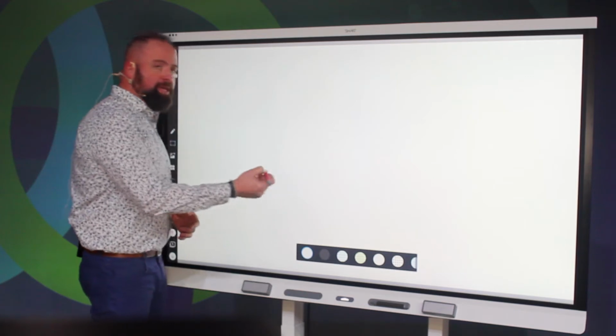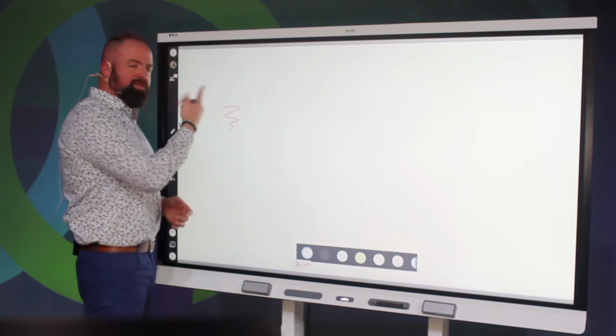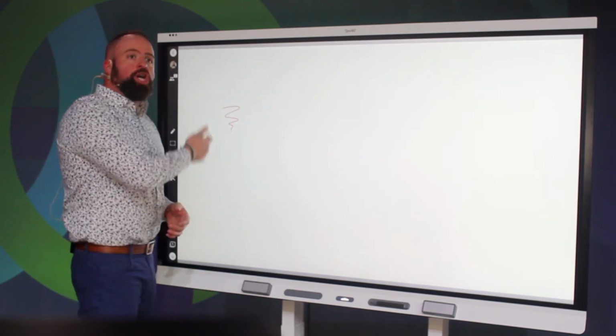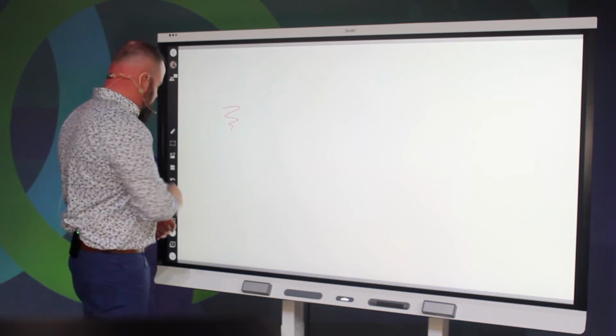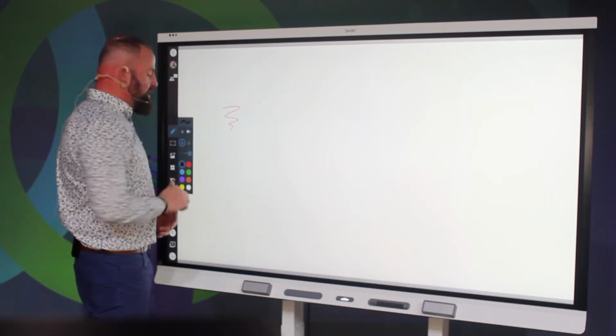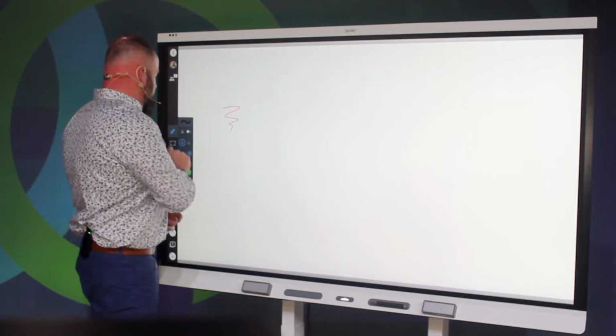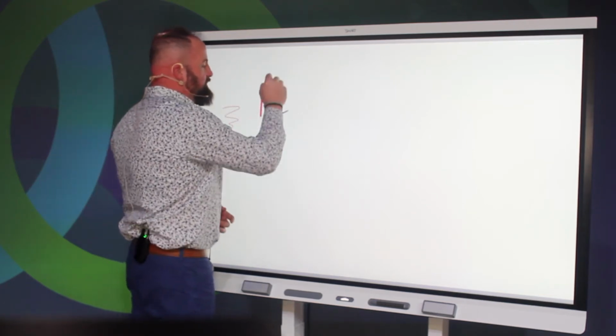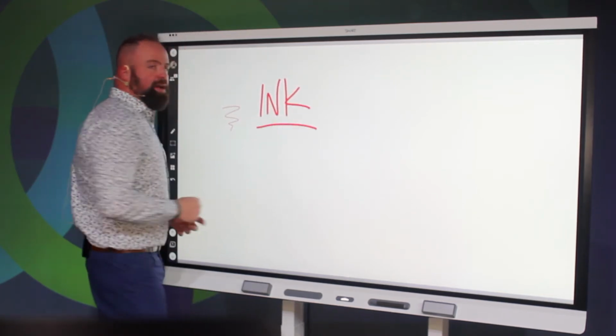I'm going to pick up my pen. You'll notice when I start inking, it's a very thin line, but the ink automatically works. Super important to us. I'm going to go ahead and click to make this ink a more thick line so that you can see it very easily when I write on the board.